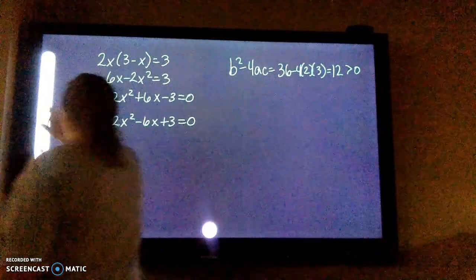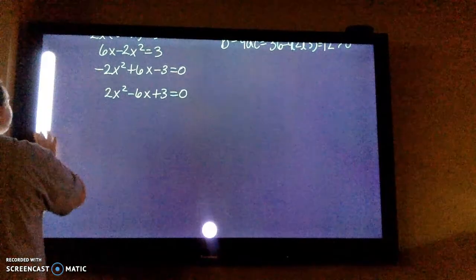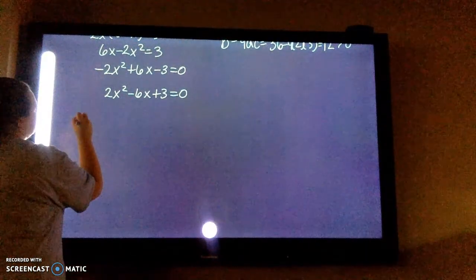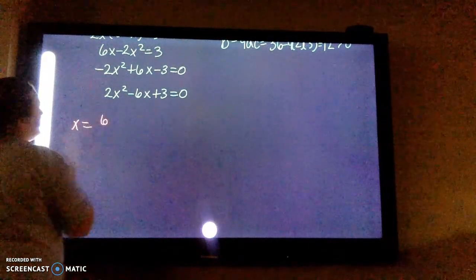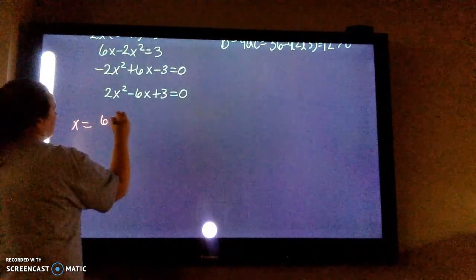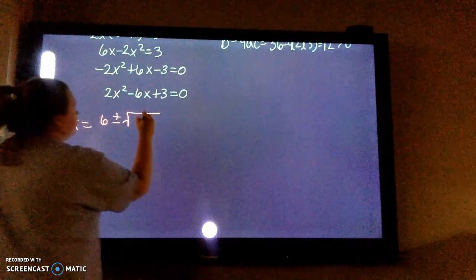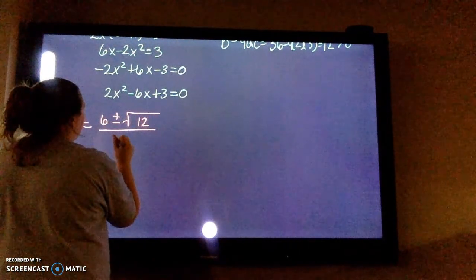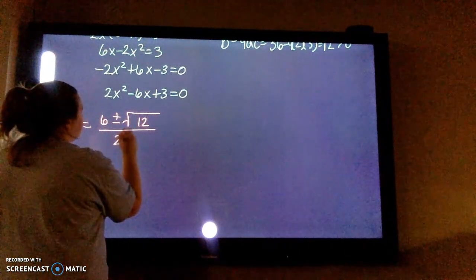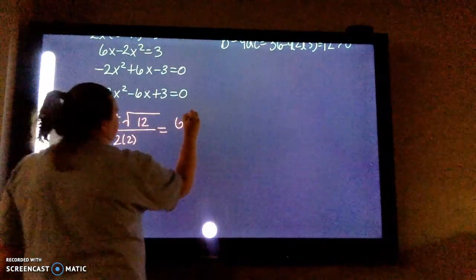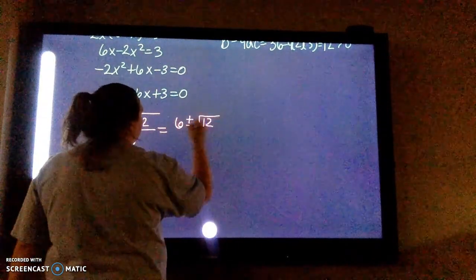And now we can go ahead and do the quadratic formula. So x equals negative of negative 6 is positive 6, plus or minus the square root of. I already found the discriminant, which is 12, and that's everything under the radical, over 2 times 2. So 6 plus or minus the square root of 12 over 4.